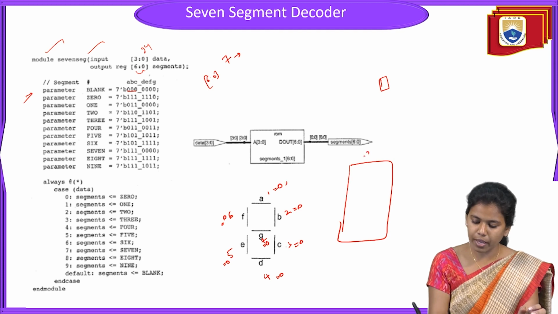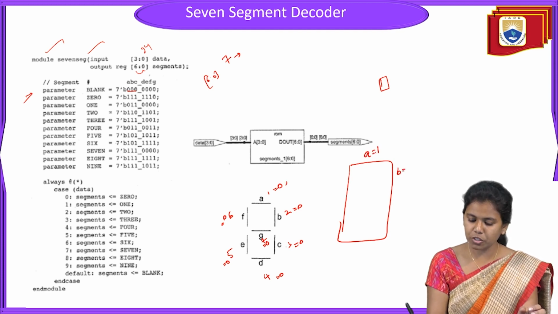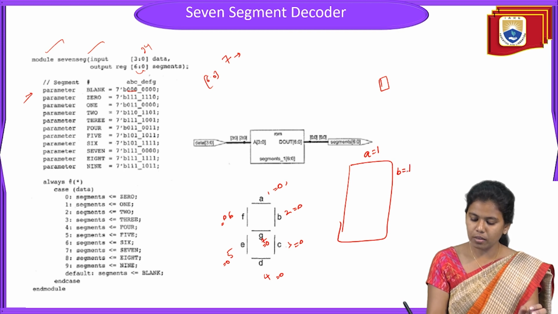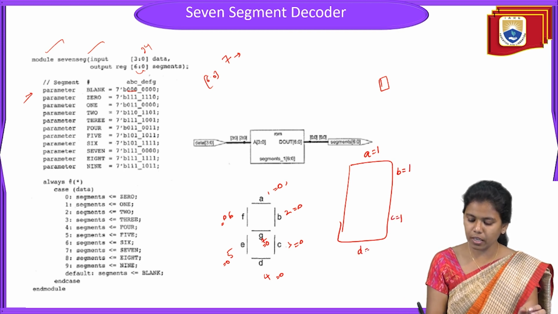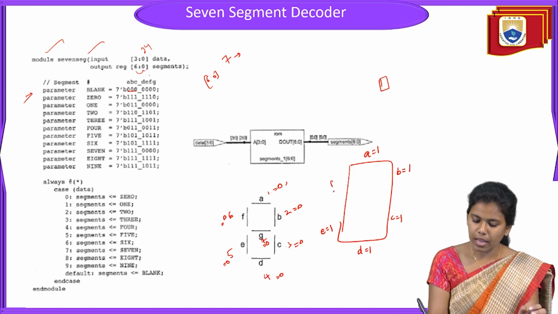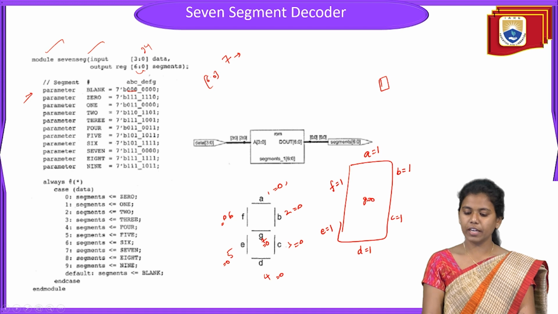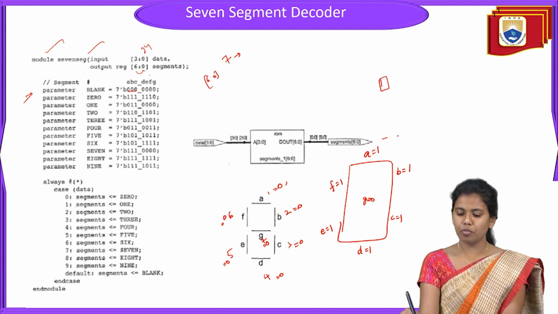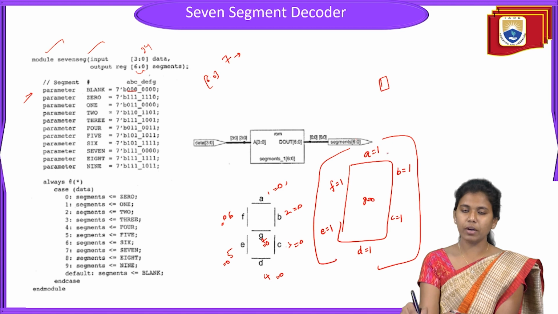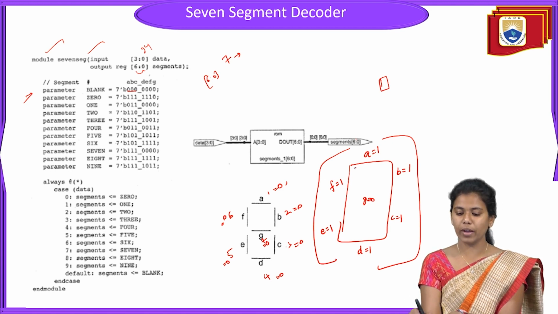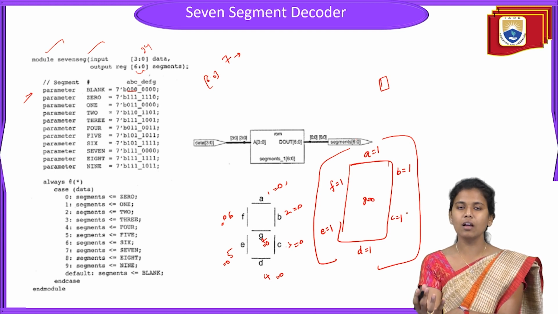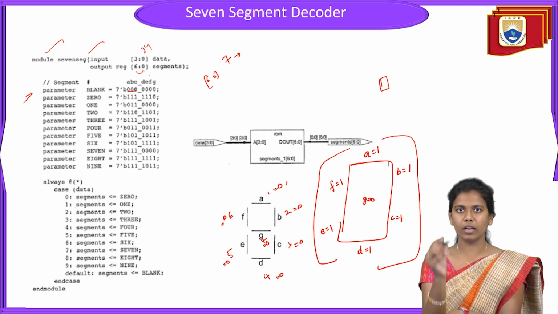If I want to see 0, how can I see the 0? A should become 1, B should become 1, C should become 1, D should be enabled, E should be enabled, and F should be enabled. And my G should become 0. If G is 0, what happens? The rest, A, B, C, D, E, F, are 1, right? They are enabled. So now I can see all the segments A, B, C, D, E, F in the on state.